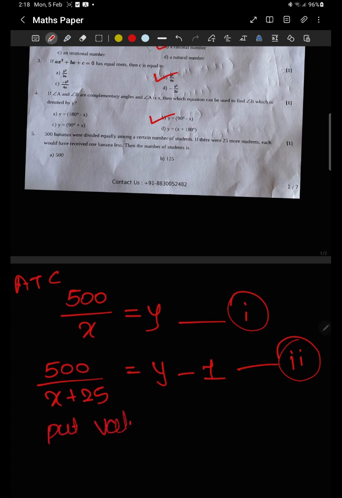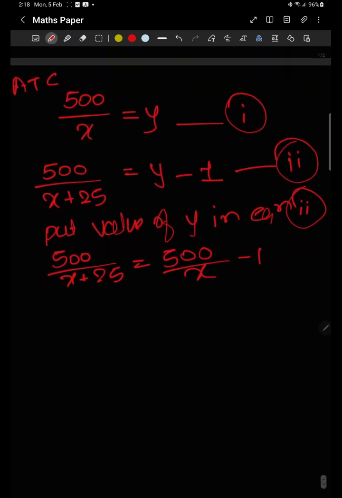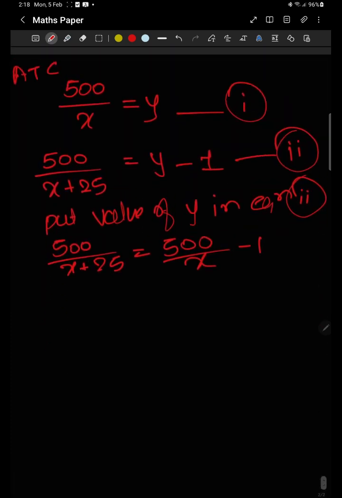Put the value of y in equation number 2, then what? 500 divided by x plus 25 is equal to 500 by x minus 1. So what will I get? First of all, we will clear its LCM.